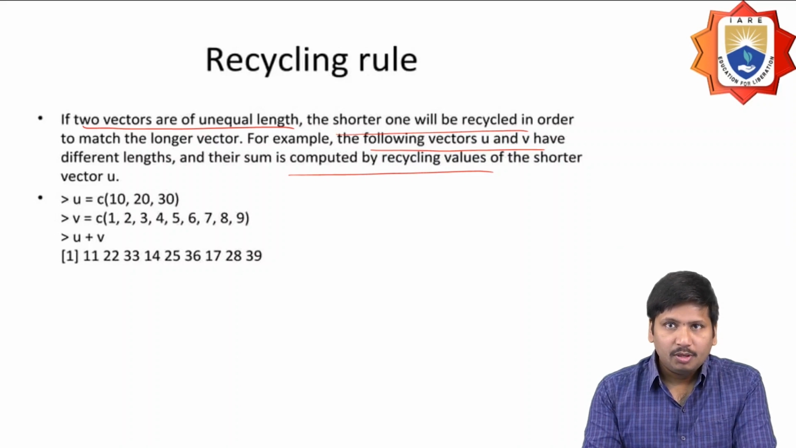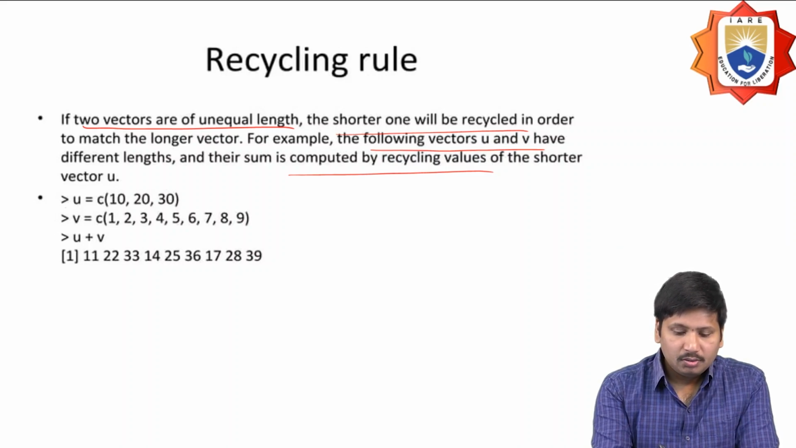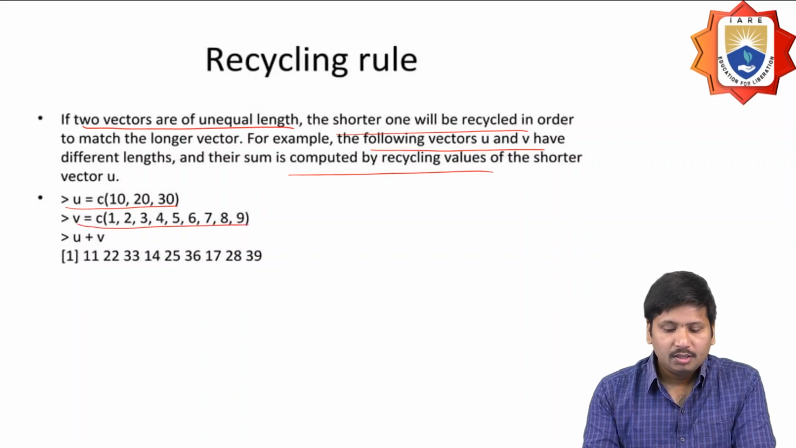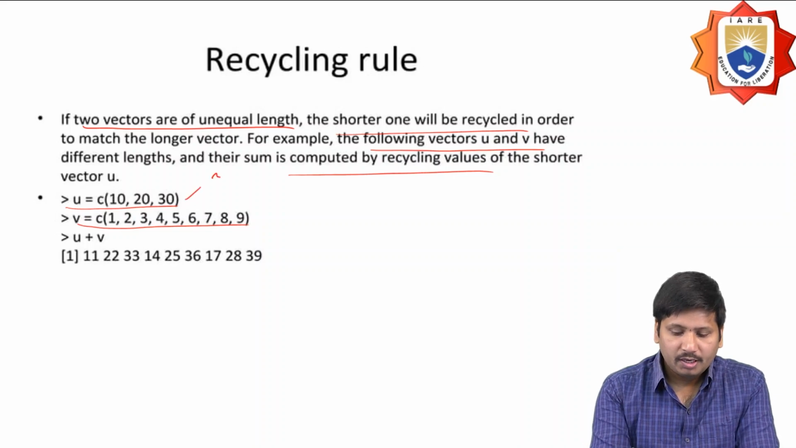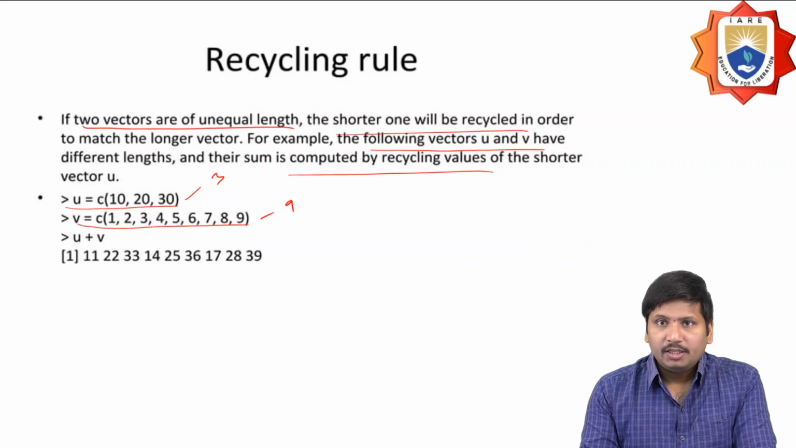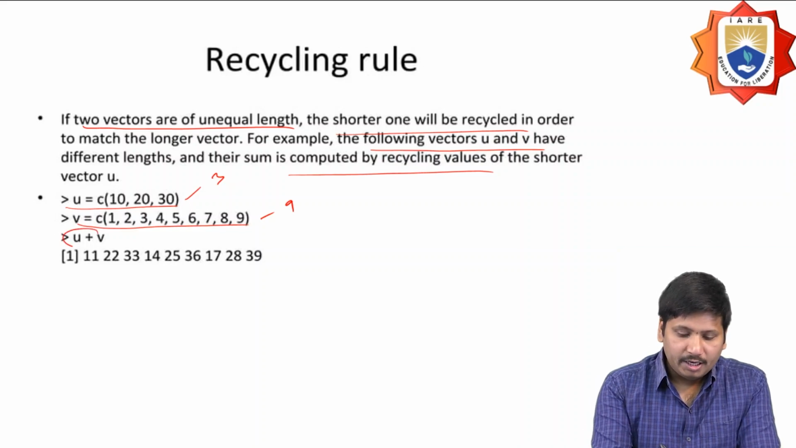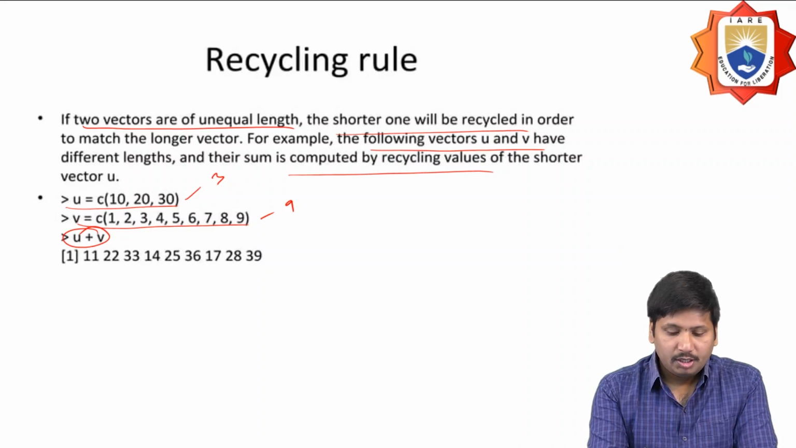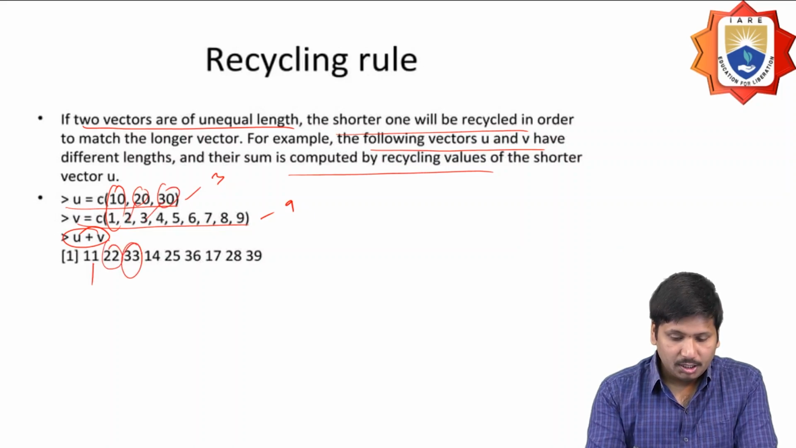So let's see how this is applicable with an example. We have one vector, 10, 20, 30, and another vector, 1, 2, 3, 4, 5, 6, 7, 8, 9. The first should be length 3 and the second length 9. I'm going to add them, so u plus v. What should be the result? 10 plus 1 is 11, 20 plus 2 is 22, 30 plus 3 is 33.